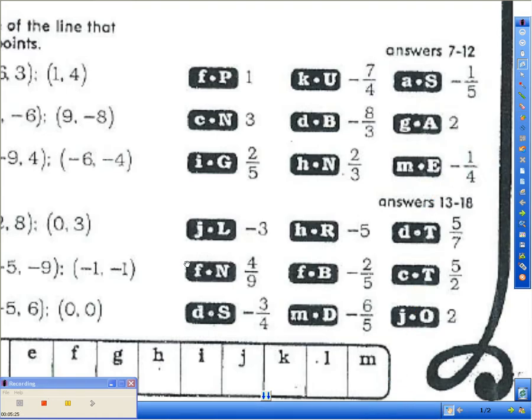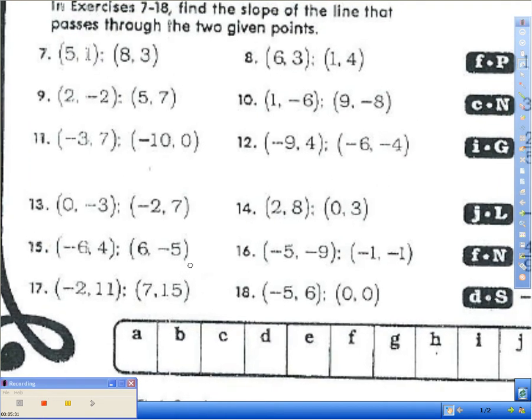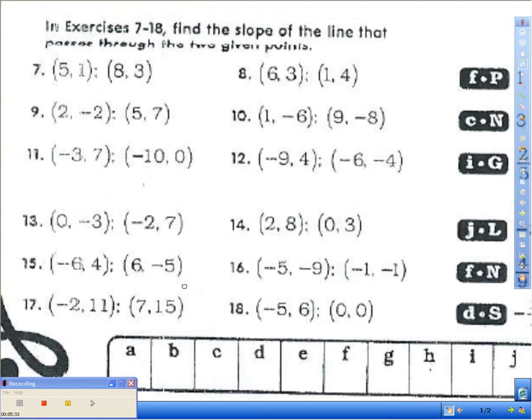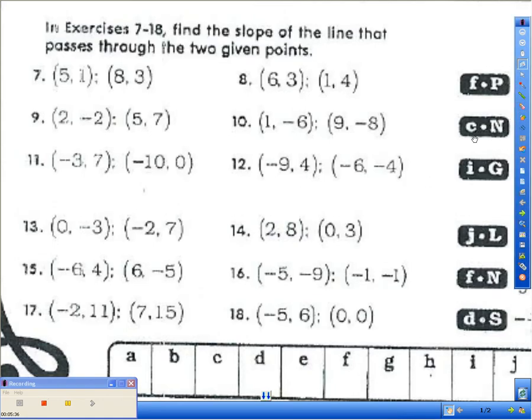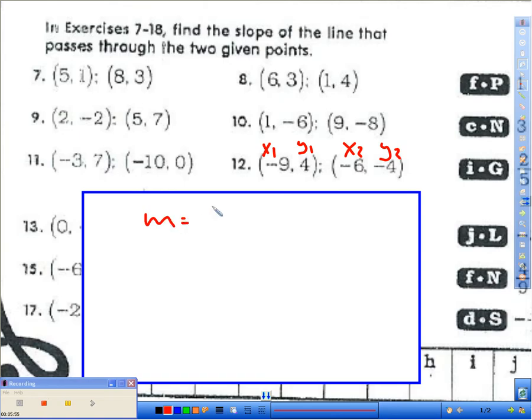Let's just look at number 12. On number 12, if we use that same slope formula, y sub 2 minus y sub 1 over x sub 2 minus x sub 1, then let's see what happens. We have x sub 1, y sub 1, x sub 2, y sub 2. So in our slope formula, we would do negative 4 minus 4 on top, and we're going to do negative 6 minus negative 9 on bottom.